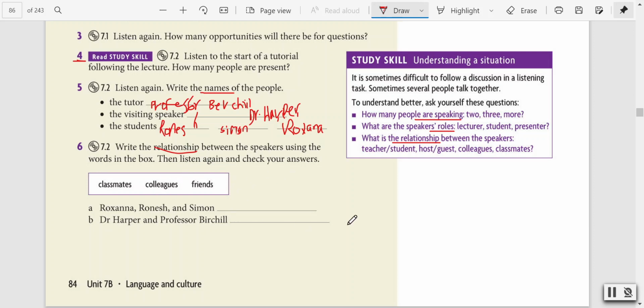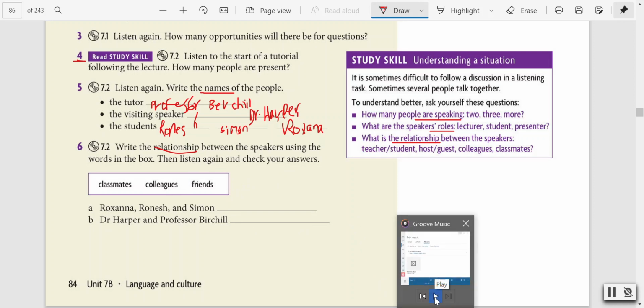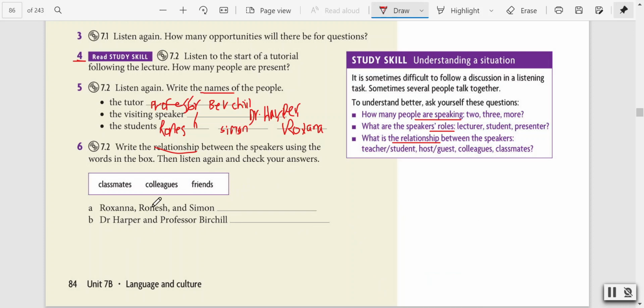And listen again and check your answer, and try to select A or B for each one.